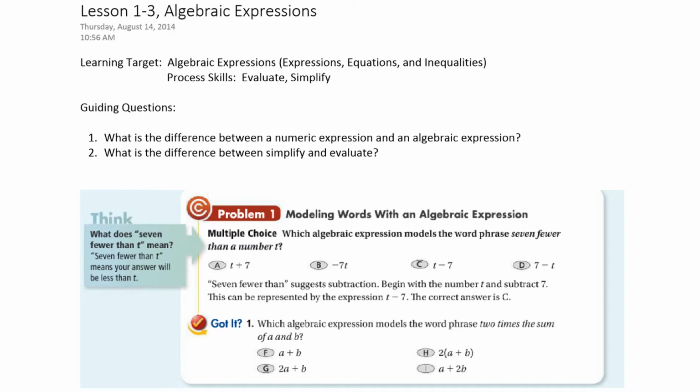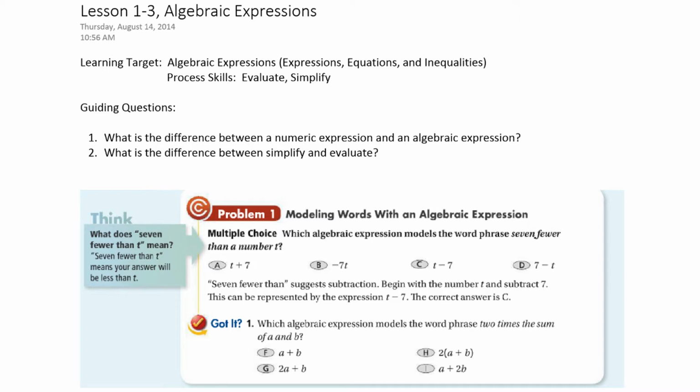The first problem we're going to look at deals with modeling words with an algebraic expression. Given a word phrase, am I able to write an algebraic expression to model that word phrase? So if we look at this first problem, which algebraic expression models the word phrase 7 fewer than a number t?